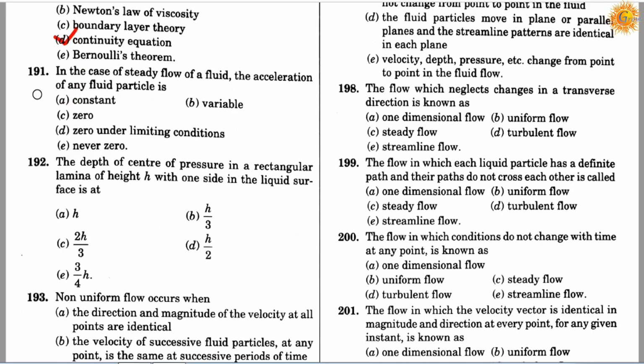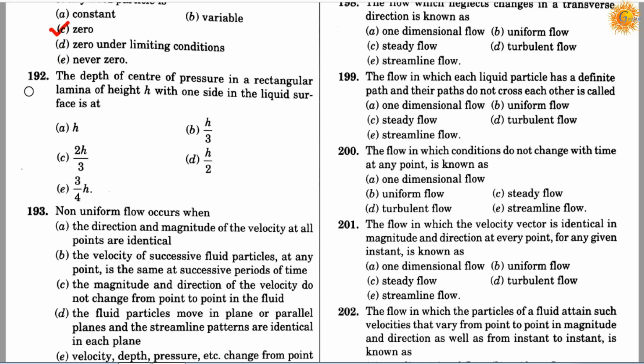Question number 191. In the case of steady flow of a fluid, the acceleration of any fluid particle is option A, a constant, option B, a variable, option C, 0, option D, 0 under limiting conditions, and option E, never 0. Correct answer is C, it will be 0.